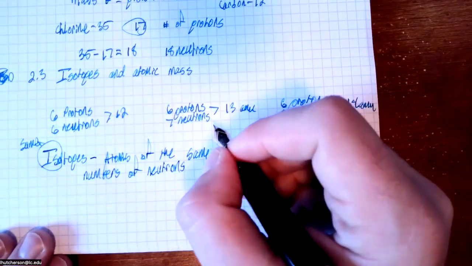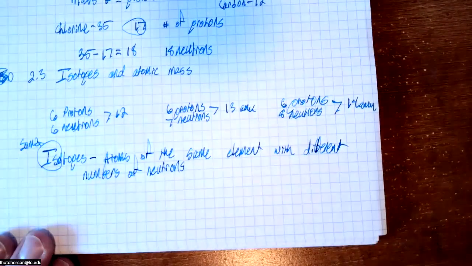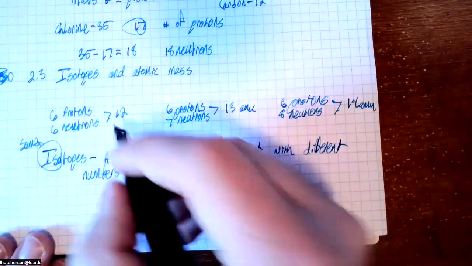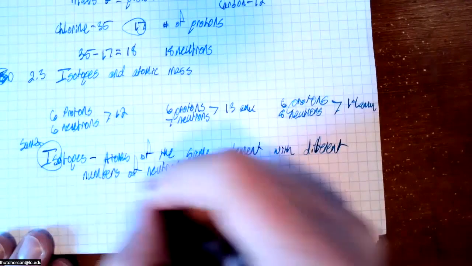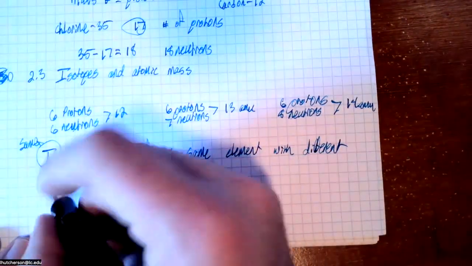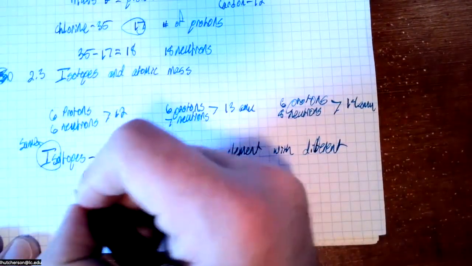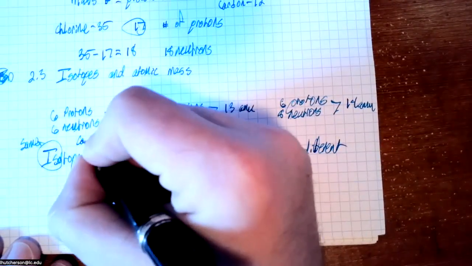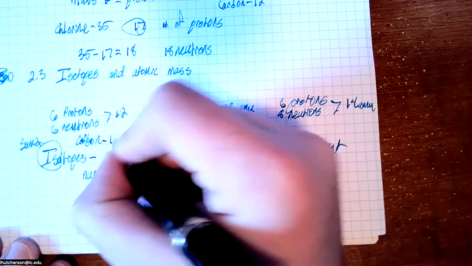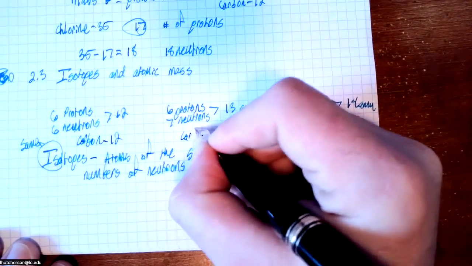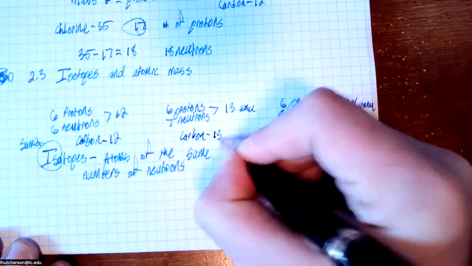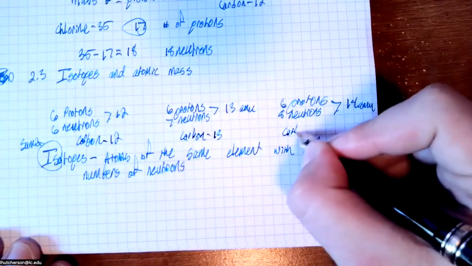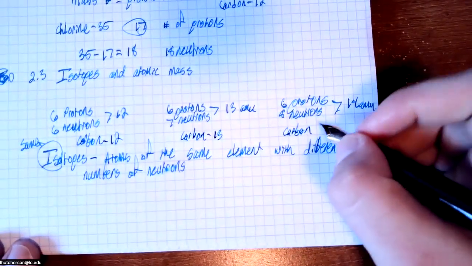Right? So, for carbon, just for example, I have these 3 common isotopes. And yes, these 3 isotopes do exist. I call this one carbon 12. This one is carbon 13. This one is carbon 14.